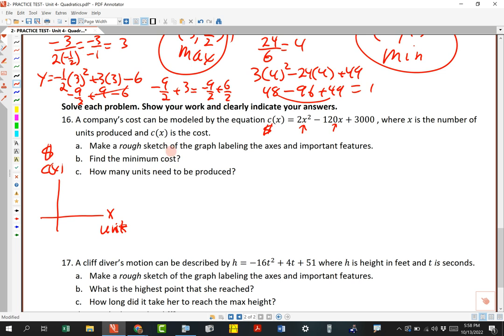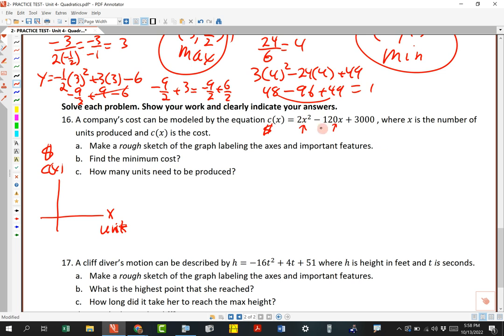All right, so it says make a rough sketch. So let's think about what this looks like. This is a parabola, and this parabola opens up. But let's find some important features about this. It opens up. One of the most important features we can find on a parabola is where's the vertex. So let's go ahead and find the vertex.